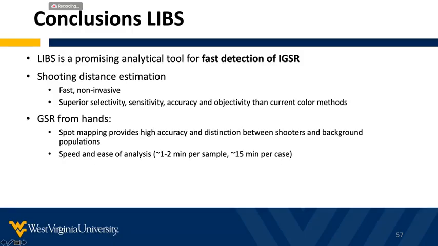For the application of LIBS for residues from hands, the method provides high accuracy and distinction between shooters and background populations. And one of the great advantages is the speed and ease of analysis. We don't require any sample preparation. It only requires about 2 minutes per sample. So we can do a very simple case of 4 samples and the controls in less than 15 minutes per case.